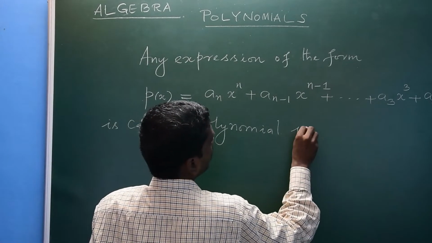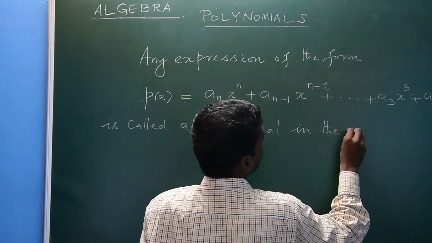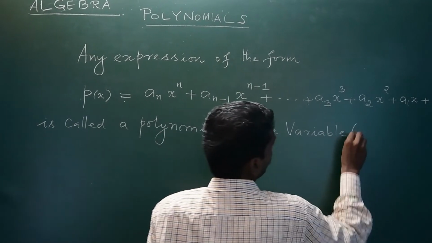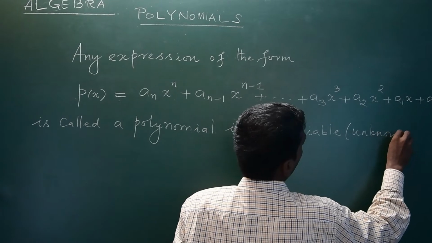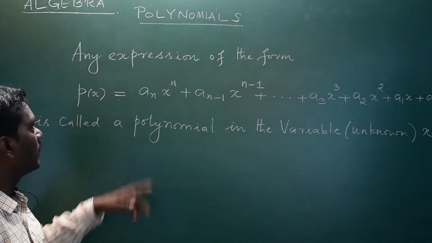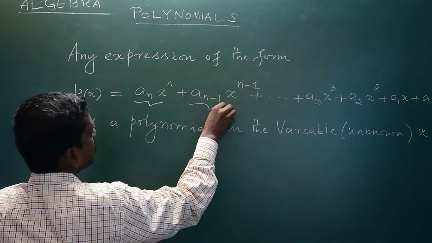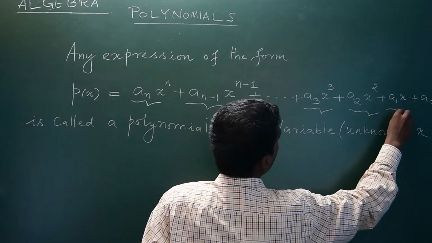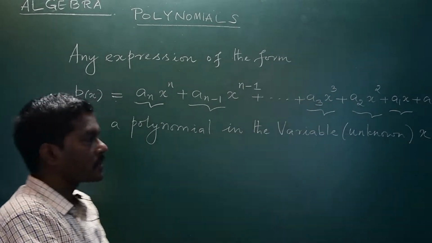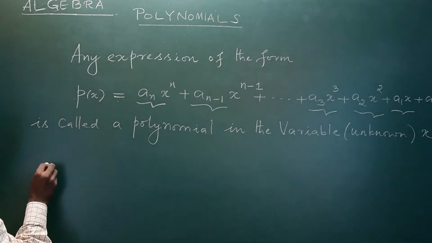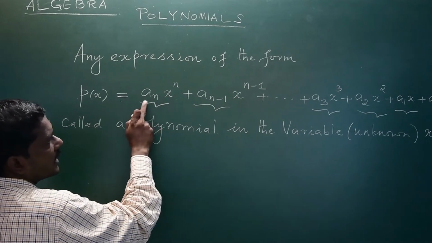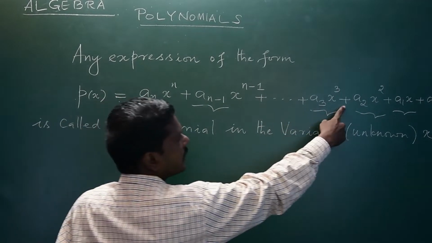A polynomial in the variable x, variable or unknown x, or indeterminate x. So this is the general definition of a polynomial. So how many terms are arranged? There are so many terms arranged, more than 2 terms, and they are all arranged in accordance with their powers. These are all coefficients, a_(n minus 1), a3, a2 and so on.